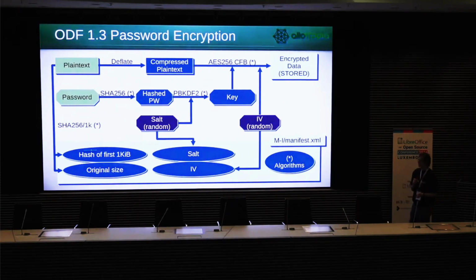The first thing that is done here is that from the plain text we compute a hash of the first kilobyte of it, and this is stored in the manifest. And we also store the original size. This is just so that when you decrypt it, you can quickly tell if the password that the user entered was correct.